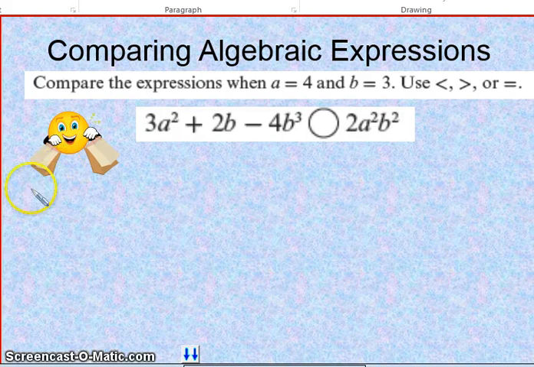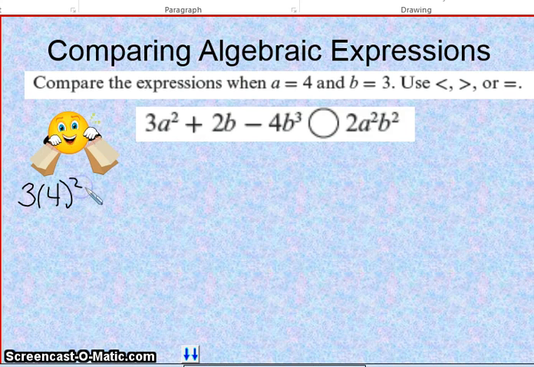So everywhere I see an A, I'm going to plug in 4, and everywhere I see a B, I'm going to plug in 3. So on the left side, I've got 3 times A, which is 4, squared, plus 2 times B, which is 3, minus 4 times B, which again is 3 cubed.